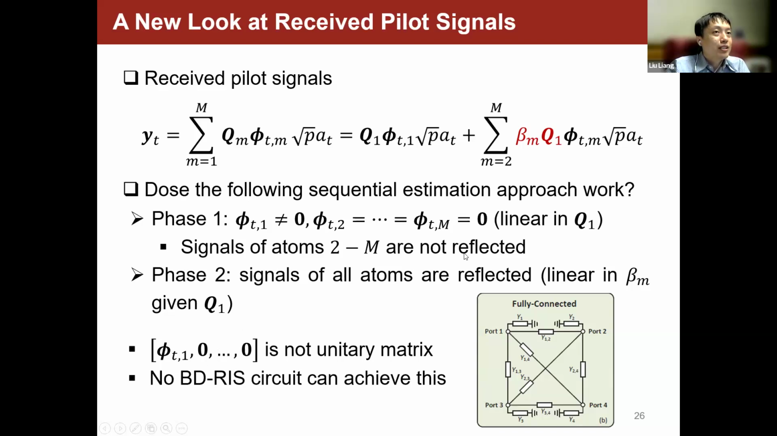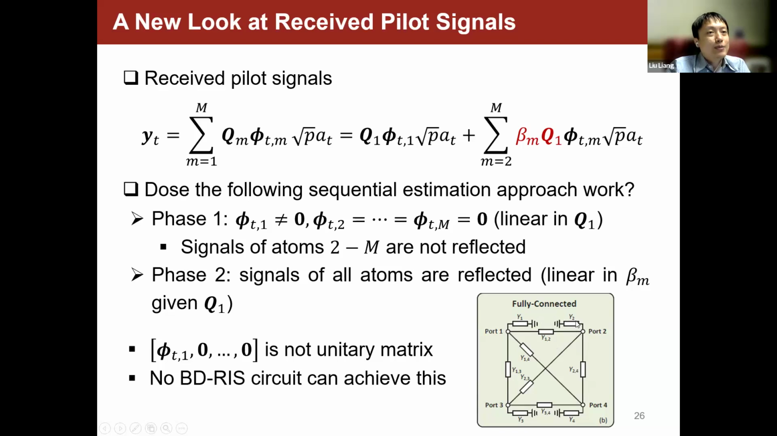This is not a unitary matrix because a unitary matrix must be a full rank matrix, right? This matrix, the rank is 1. It cannot be a unitary matrix. So physically speaking, the reason is that now you hope that a signal is received, for example, by the first element, and it can be reflected by the other elements. But you hope for the signal received by, for example, element 2, it cannot be reflected by the other elements. This is not possible, right?